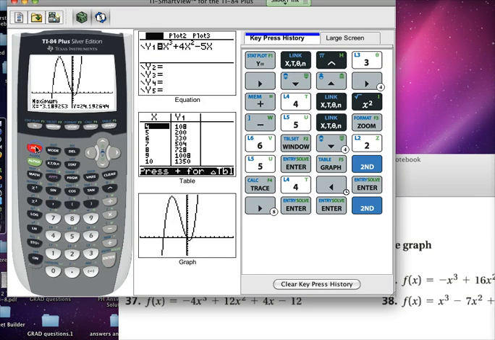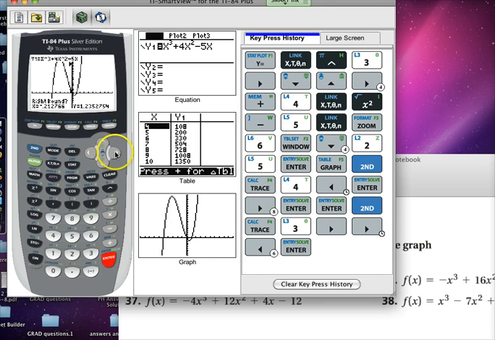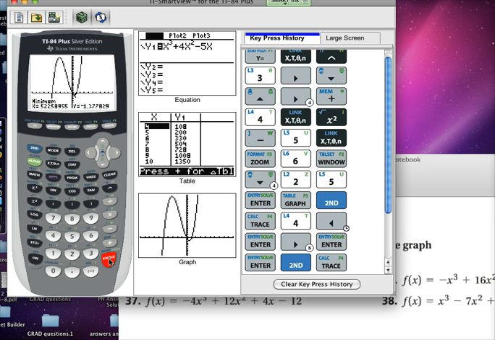And then I have to hit second trace and number 3, because I have a valley down here by the origin. So I move Blinky until I get it on the left side of that valley and press enter, then move Blinky to the right side of the valley, press enter, and enter through guess. And that one I would write down as about 0.5, negative 1.4 for the coordinates, and that would be a relative minimum.